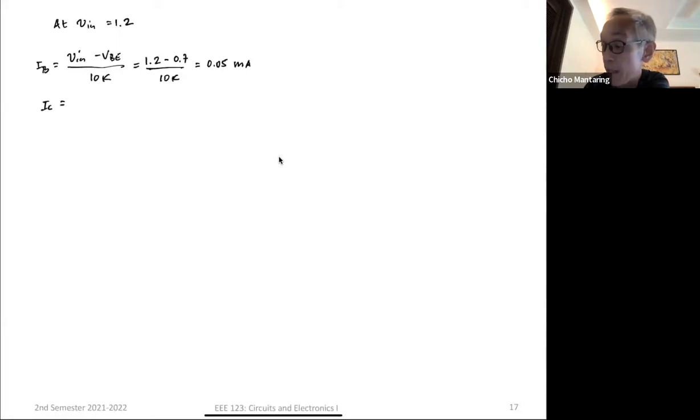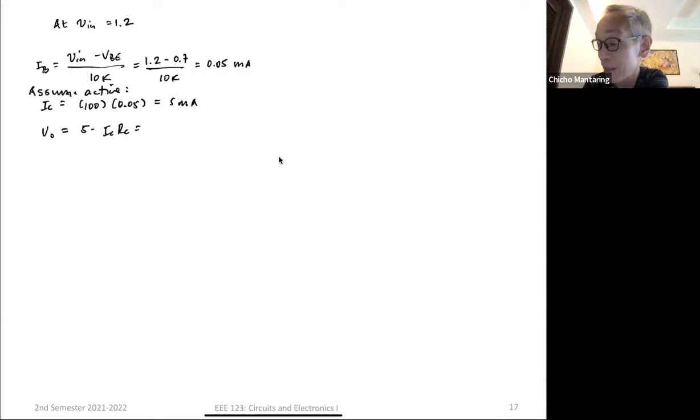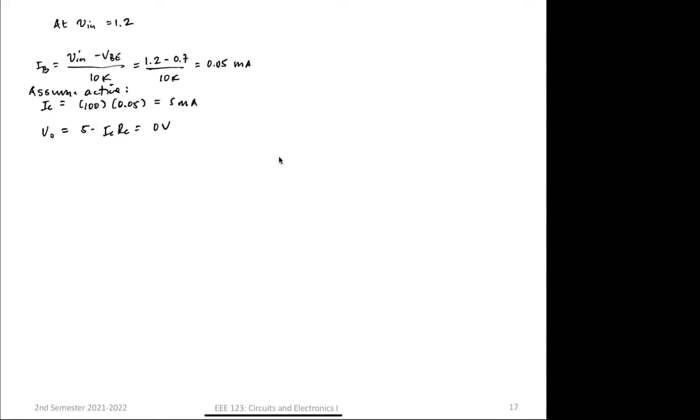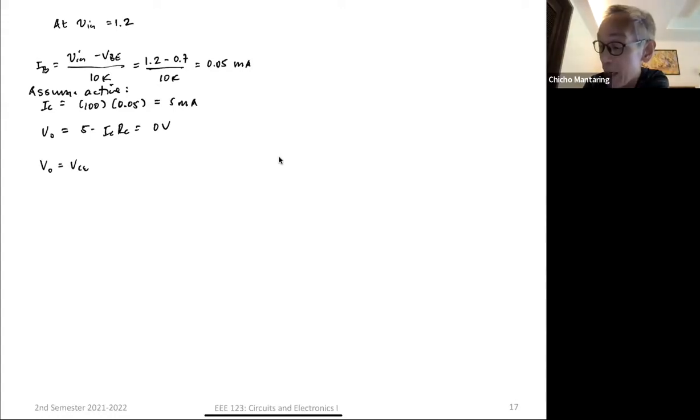My IC is going to be 100 times 0.05. So this is going to give me 5 mA. Okay, this is again assuming active. And my VO is 5 minus IC times RC. What will be the value of my VO? 0. So VO, which is VCE, is not greater than VCE SAT, no?